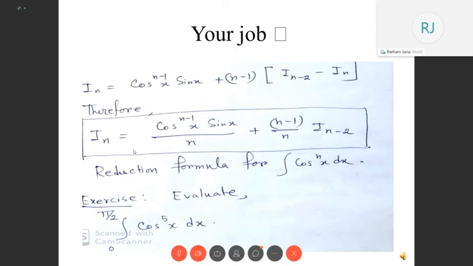But first you try at least to find the value of integration 0 to pi by 2 cos to the power 5x dx, and just try to tell me what would be the answer of this question, because this question is very much similar to the questions I have discussed with you, that is integration sine to the power 5x dx for 0 to pi by 2.